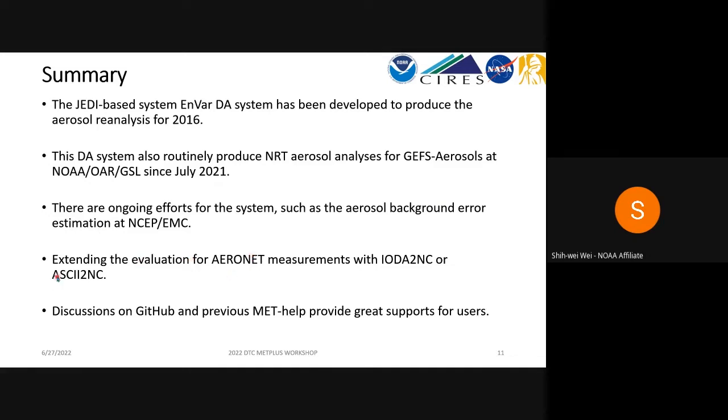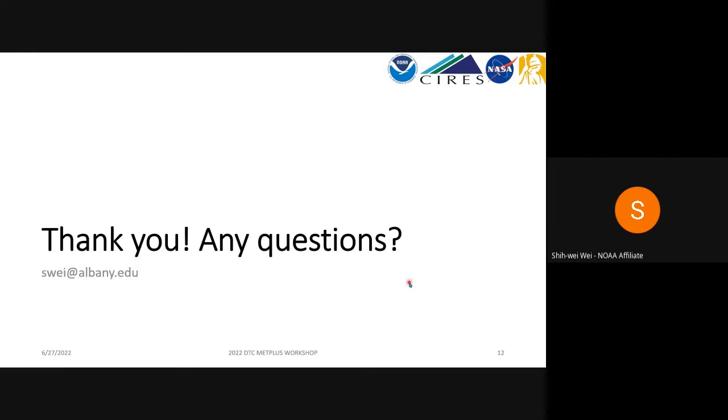Regarding the evaluation part, I am considering extending the evaluation for the error measurement with Python to NC or ASCII to NC, which is already somewhat available in METplus. So we can invest some time to get this available in our package. And the last point is that the current help and support from the GitHub discussions and MetHelp is really helpful, especially when users get lost in the web page. There are too many details inside the web page, and sometimes it's hard to find where the information we need is. Yep, that's all I have today.